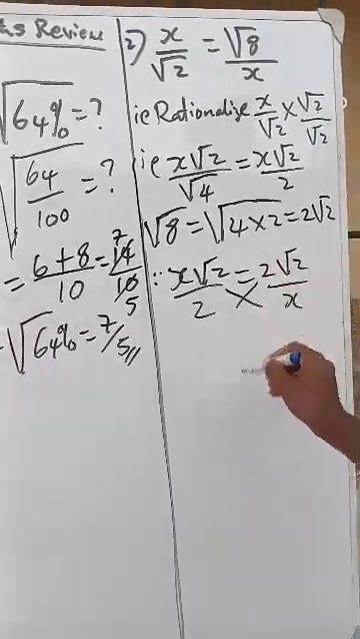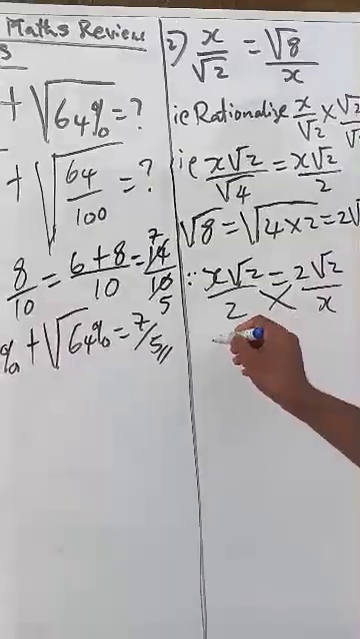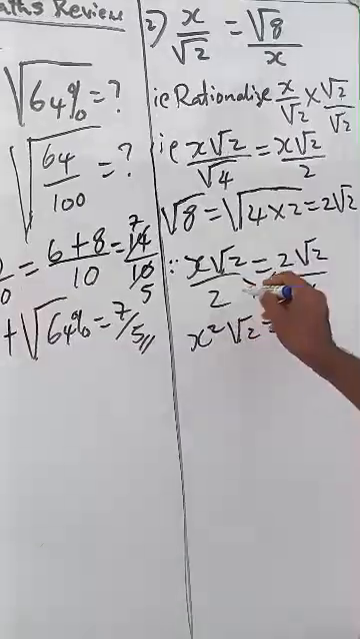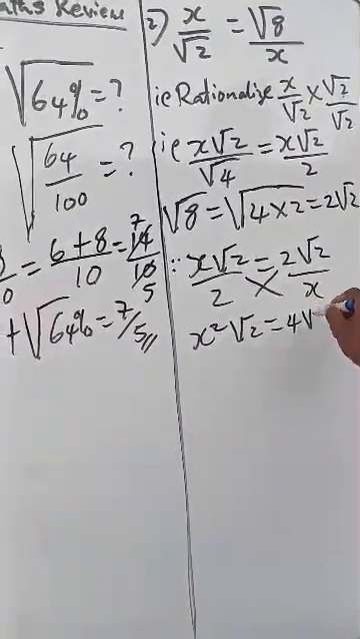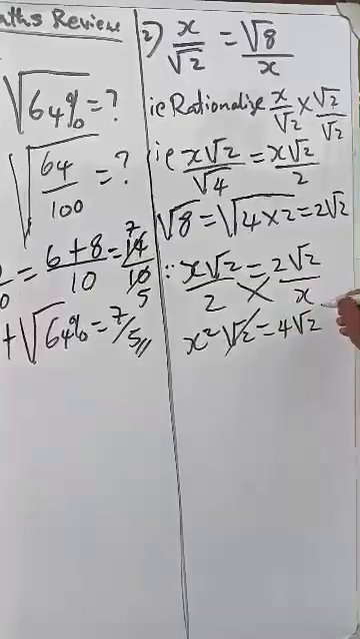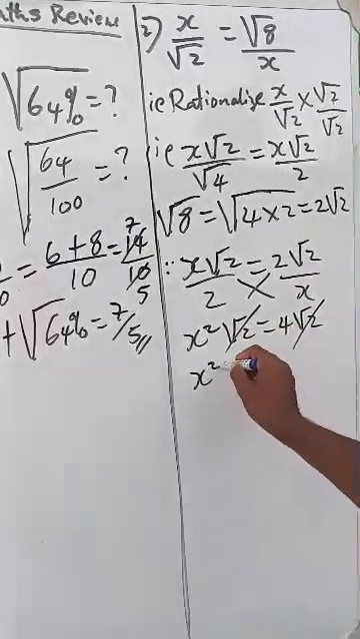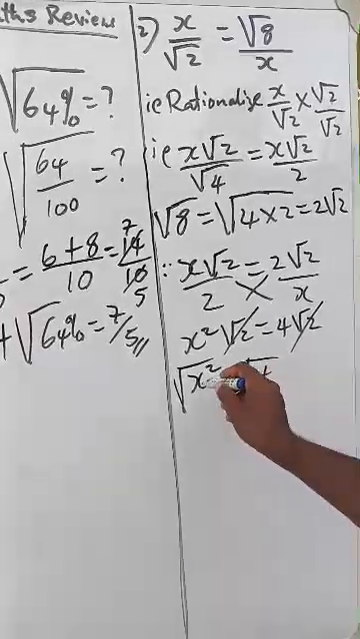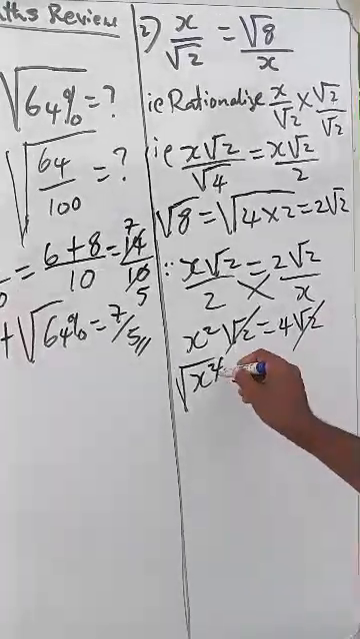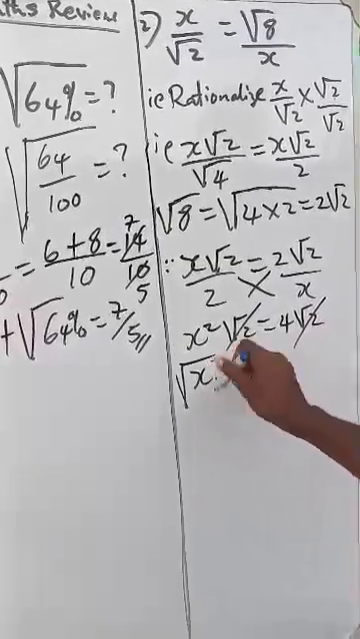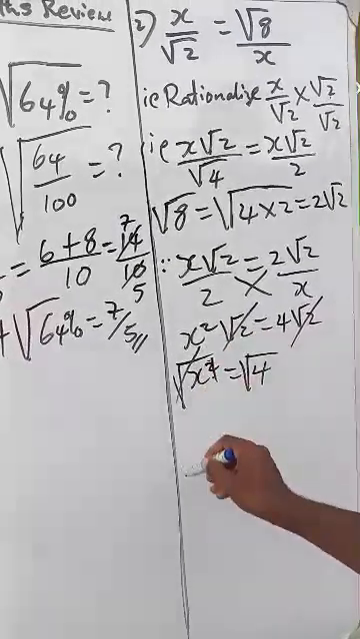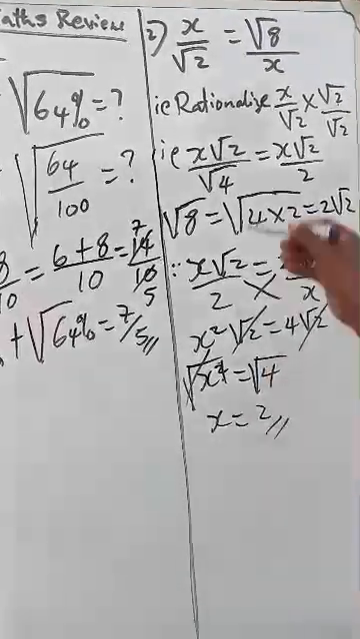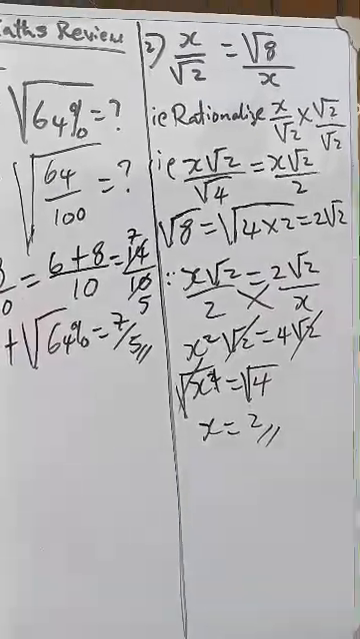Now you cross multiply. If you cross multiply, you will have x squared root 2 is equal to 2 times 2, which is 4 root 2. Now we cancel root 2 to have x squared equals 4. Now you square root both sides: the square root of x squared and the square root of 4. We cancel square and square root to give us x equals the square root of 4, which is 2. So in this very question, our answer is 2.